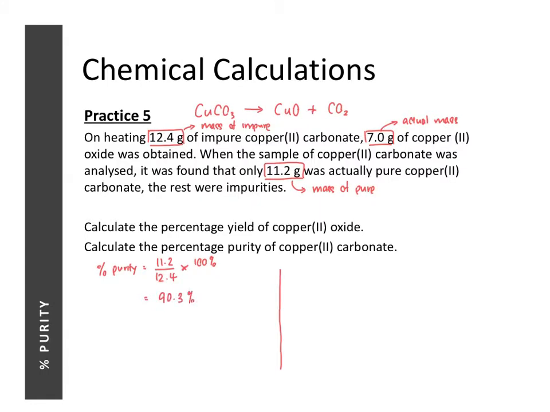Which is 90.3%. Next we want to find the percentage yield. We are given the actual mass, so now we need to find the theoretical mass. And how do we find the theoretical mass? Again, by using the 3C approach. Step number 1, convert to moles. We need to find the actual number of moles of copper 2 carbonate that was present, and for that, we take 11.2 divided by the molar mass of copper 2 carbonate.